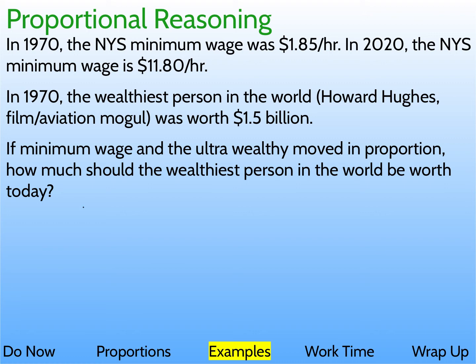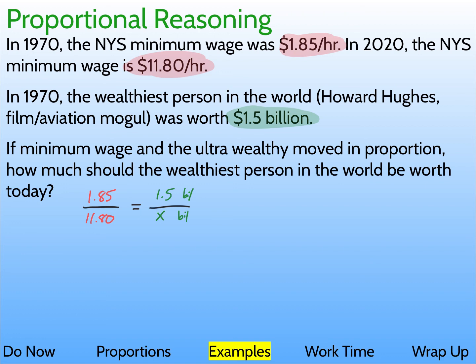So it's just a simple proportion. Fraction equals a fraction. And for this, I'll keep the minimum wage stuff, we'll put that in red. We'll do the ultra-wealthy stuff in, well, green, right? That makes the most sense because money. All right, so with this, it's $1.85 per hour over $11.80 per hour. We have 1970 on top, and we have 2020 on the bottom. This one is 1.5 billion, and we don't know how much now, so that's x billion.